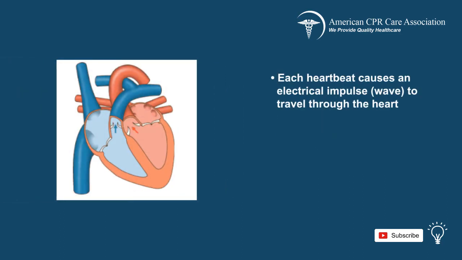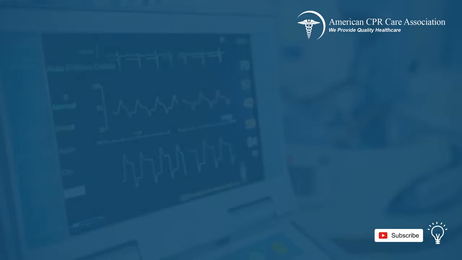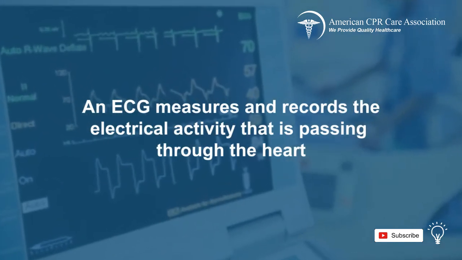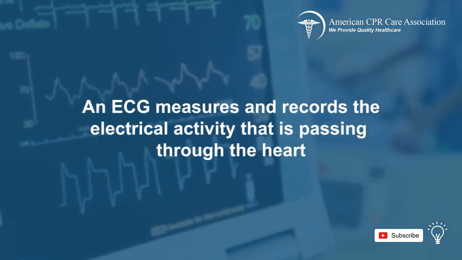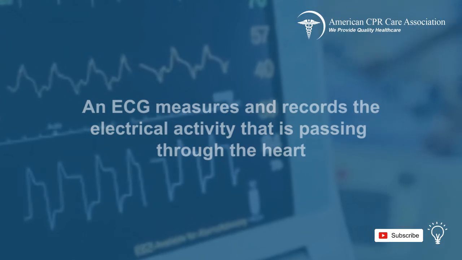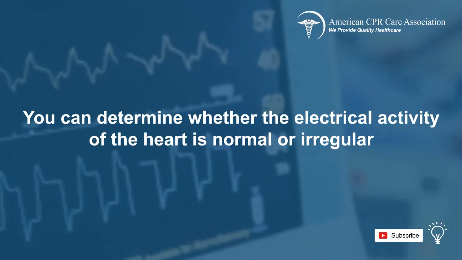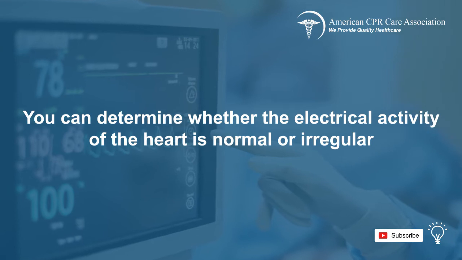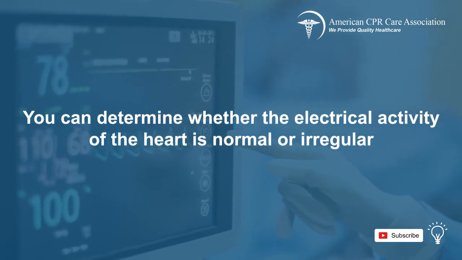With each heartbeat, an electrical impulse or wave travels through the heart. This wave causes the muscle to contract and pump blood from the heart. An ECG is a test that measures and records this electrical activity that is passing through the heart. Based on the electrocardiogram, you can determine whether the electrical activity of the heart is normal or irregular.